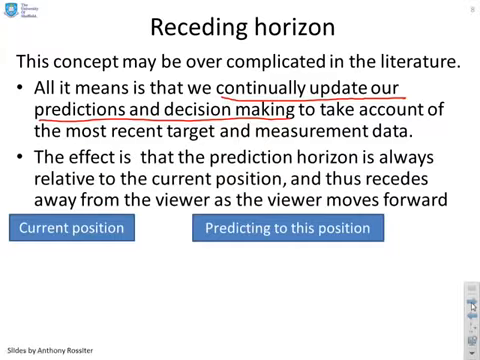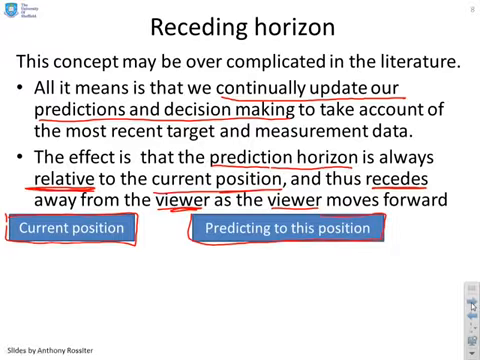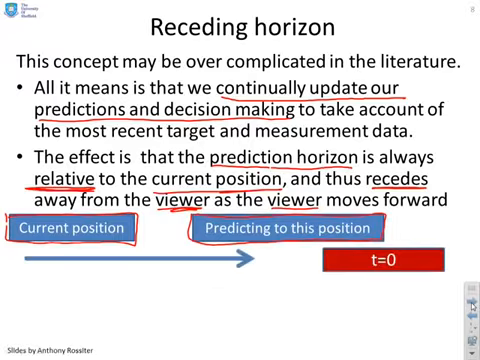Now, the effect of this is that the prediction horizon is always relative to the current position, and thus the far end of the horizon recedes away from the viewer as the viewer moves forward. So we've got a few diagrams here to show you what we mean. Imagine that you've got a current position marked by this box, and you're predicting to a position some way in the future. So that's the second box. So here we go. Time t equals 0, there's your prediction. So you predict from a start point, you see I've marked there, to an end point, which I've marked there.